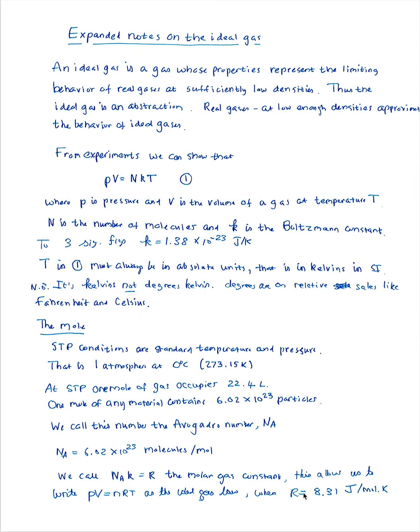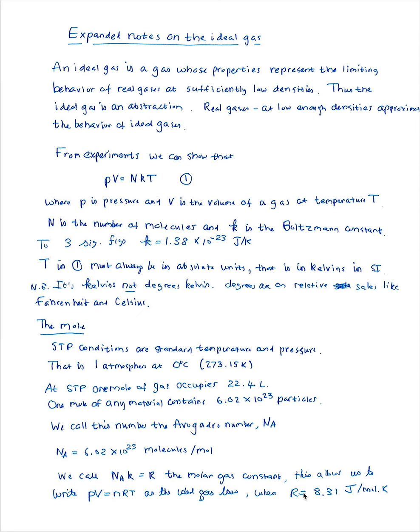There's an ideal gas law, PV equals nKT. P is pressure, V is volume, n is the number of molecules, k is the Boltzmann constant, and T is the temperature measured in absolute units like kelvins. One of the things we often talk about are STP conditions, or sometimes just standard conditions. That means 1 atmosphere of pressure and 0 degrees Celsius.